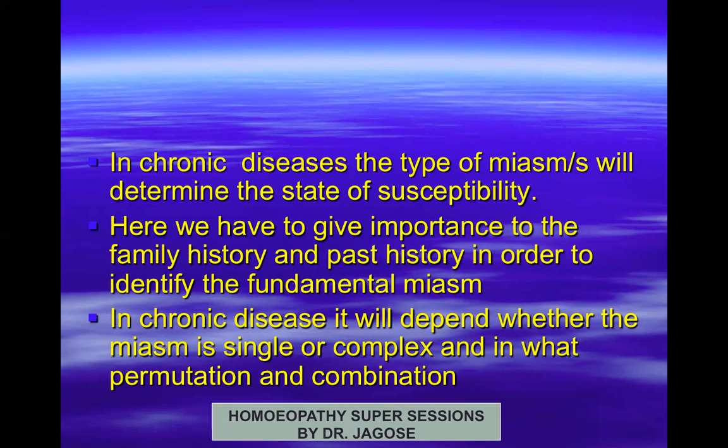And this can come in different permutations and combinations. You may get psychotic, syphilitic, psychosyphilitic, or all three miasms: psora, psychotic, and syphilitic. So here, you have to evaluate correctly the fundamental miasm, especially when a complex miasm is there. Suppose the patient has a complex miasm of psora and psychotic. Out of these two, you have to see which is more predominant.